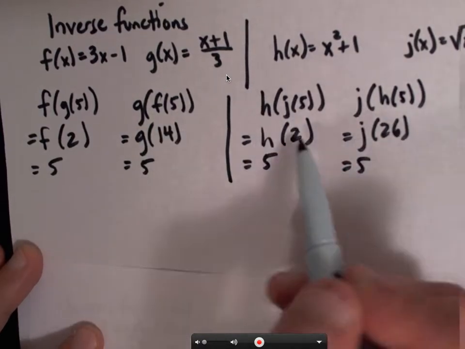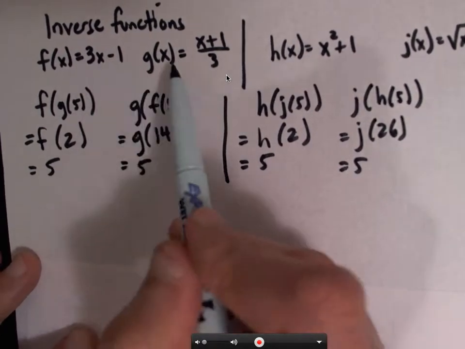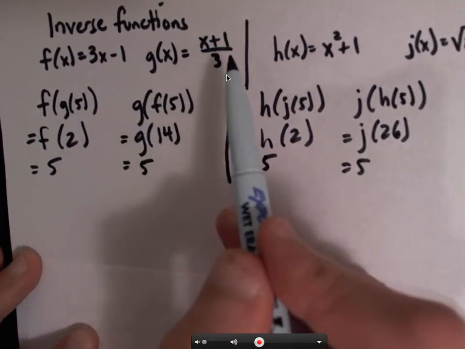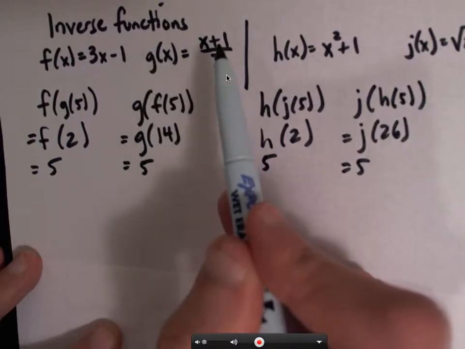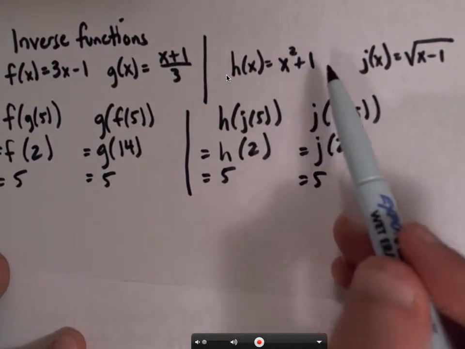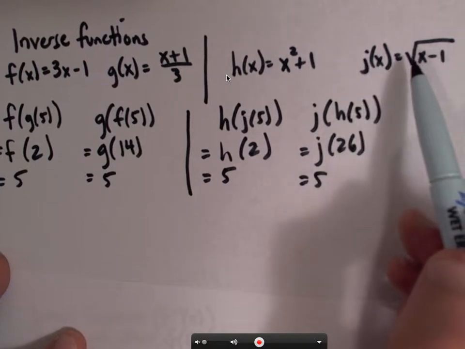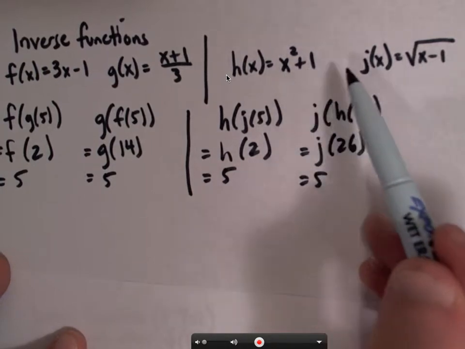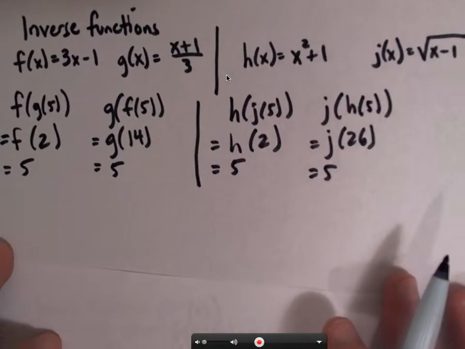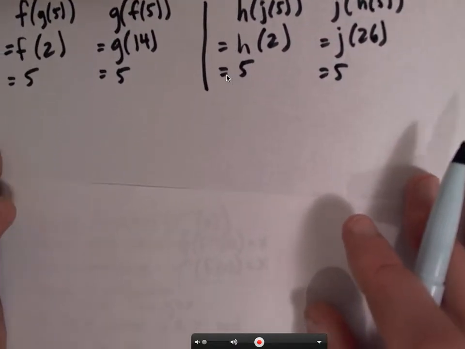And that is true because these are inverses. f and g are inverses. f multiplies by 3, g divides by 3. f subtracts 1, g adds 1. Same thing over here. h of x squares x, j of x does the square root, the opposite. h of x adds 1 and j of x subtracts 1. So whatever one does, the other one undoes it. That is the definition of an inverse function.